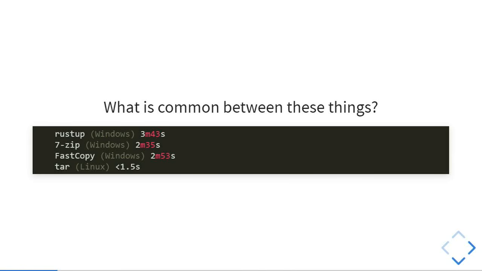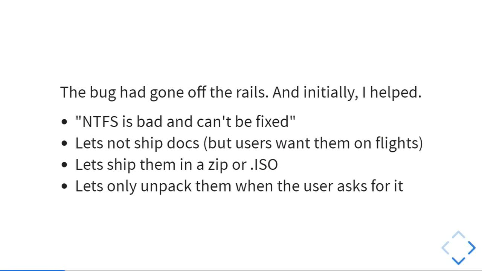But there's a little bit more to it. And the bug had gone off the rails. I'm sure you've never seen a bug where people are arguing about the wrong thing. NTFS is terrible. It can't be fixed. We are going to have to change what we're doing. Users don't want docs. Let's not ship them. Everyone Googles it, except when they're on a plane. That's actually changing, but not everywhere. Let's ship them in an ISO file or a zip file and run a local web server. I contributed to some of these discussions, and I feel bad about that now.